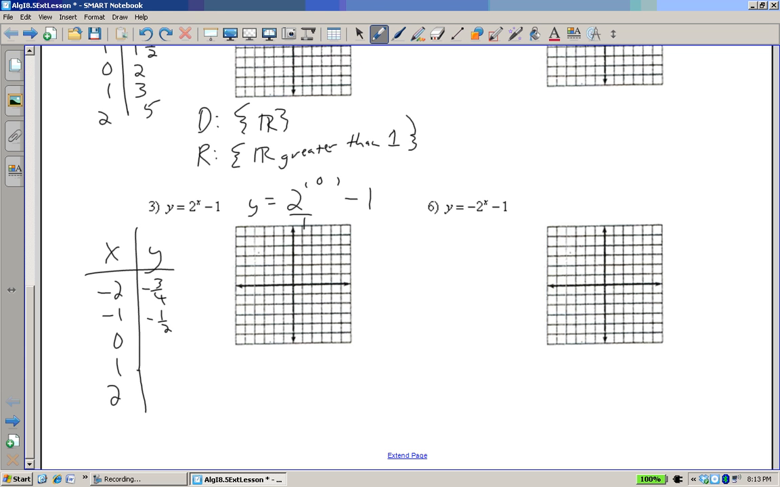Okay, plug in 0. 2 to the 0 power, there's no negative here that we have to worry about. 2 to the 0 power is going to be 1. 1 minus 1 is 0.